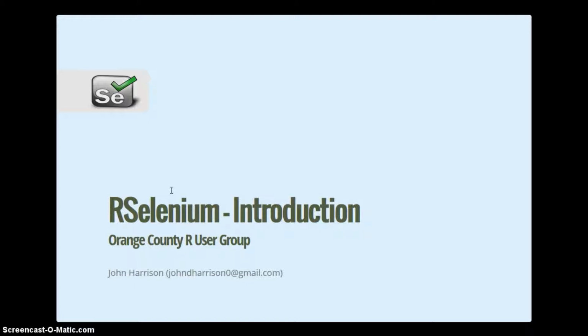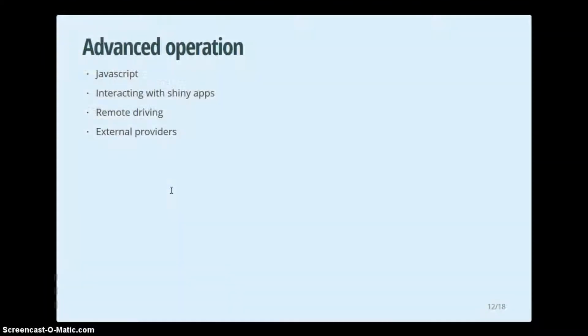Yesterday I didn't get a chance to finish the JavaScript example from the advanced operation section. Also, there were two questions. One was how do you save a screenshot using RSelenium? The second was how do you use a Google Chrome profile when you're initiating a Google Chrome browser using RSelenium. I wanted to elaborate further on those two questions.